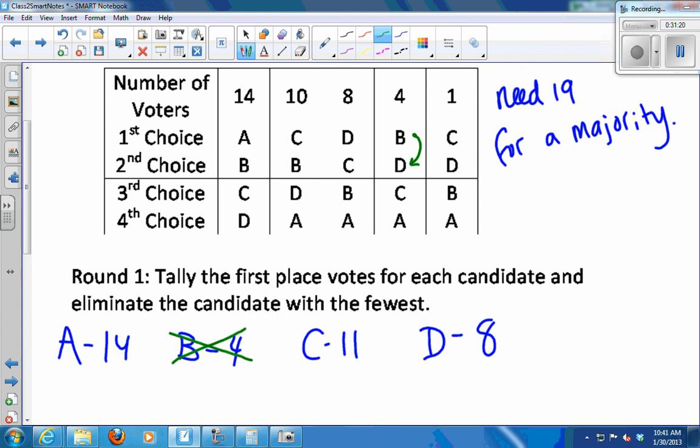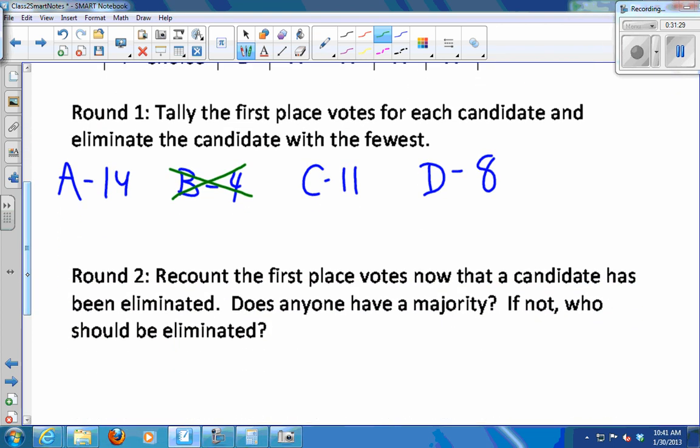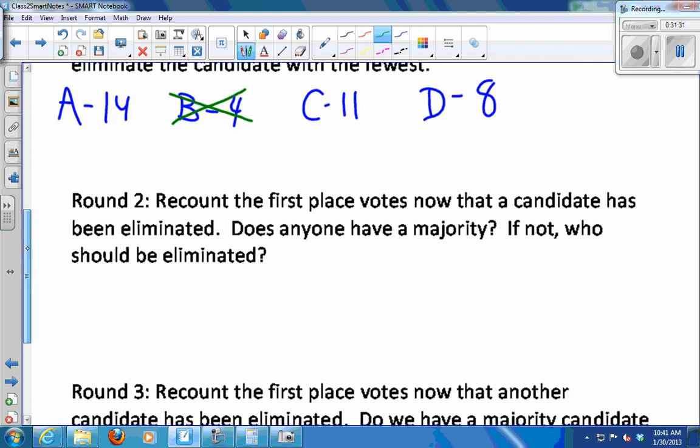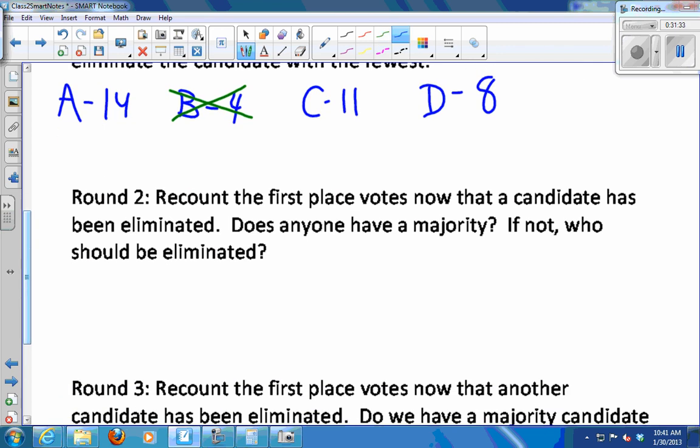They would say, all right, well, if I can't vote for B, I'll vote for D because they're in second place. Okay, so I'm going to add 4 votes. The 4 votes that I took from B now are going to get added to D. So in round 2, A still has 14 votes. B is gone. C has 11. And D has 12. No, because then someone has a majority. Nope, you don't stop until someone has a majority.